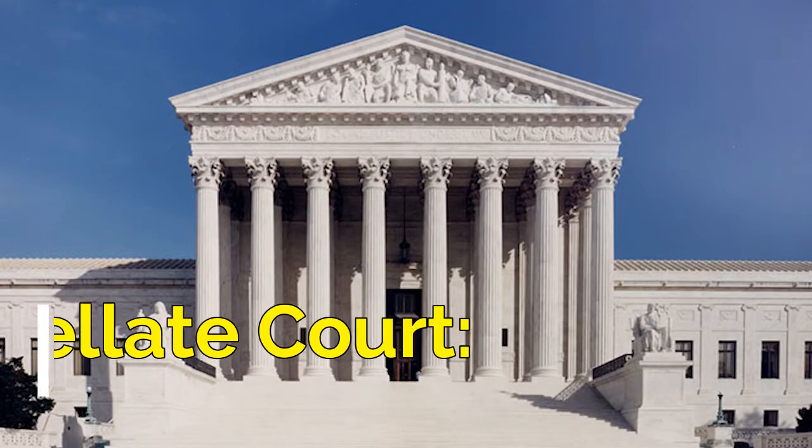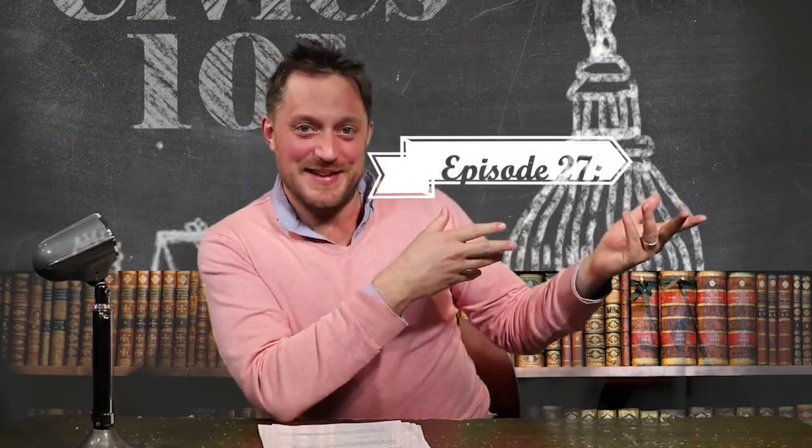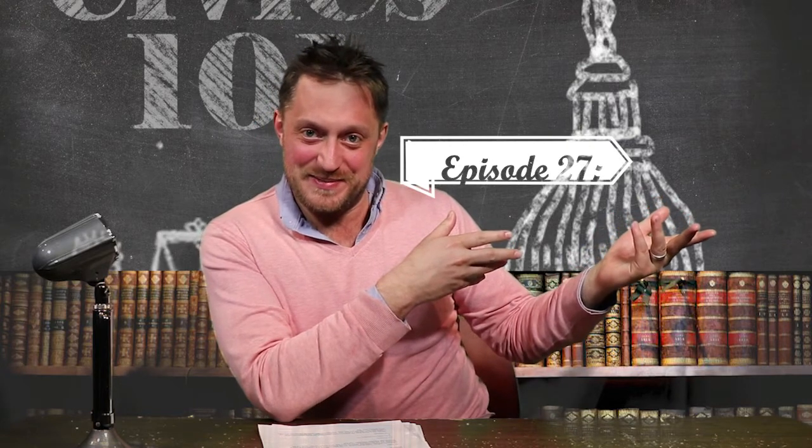laws of our country. So the Supreme Court is a kind of court called an appellate court, which means that it hears appeals. Easy enough. Always heard that. Never knew what it meant. And if you're curious about how a case gets to the U.S. Supreme Court, we actually covered that in our episode 27, How a Case Gets to the Supreme Court.